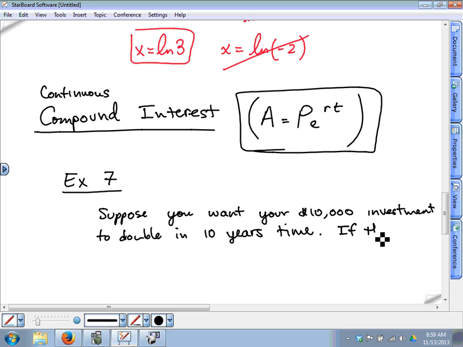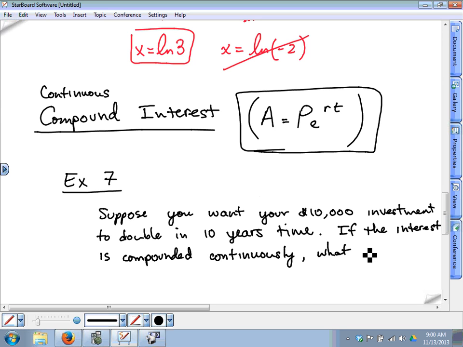If the interest is compounded continuously, what does the interest rate need to be? So you know you're going to leave it in there for 10 years. You know you make a principal investment of $10,000. What we don't know is the rate. We don't know R.